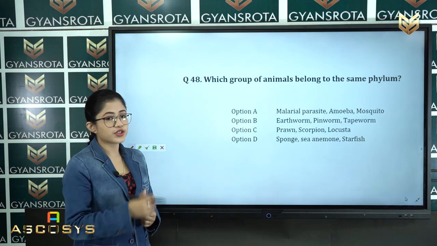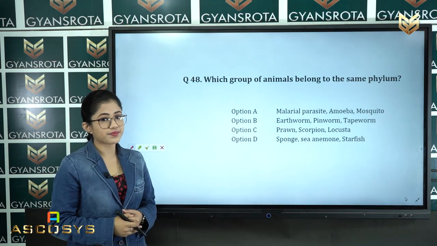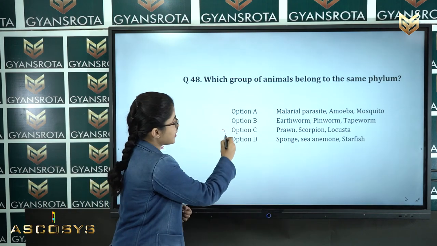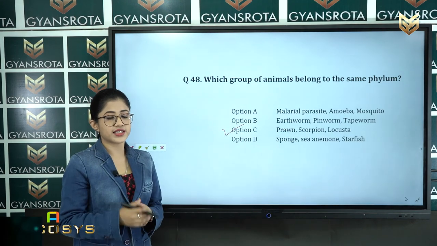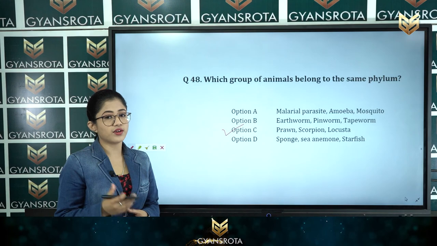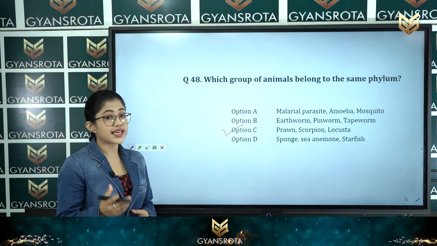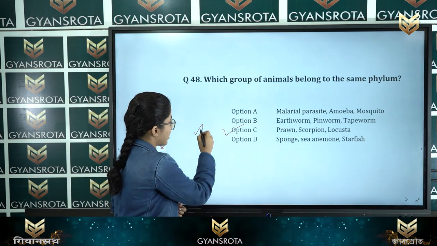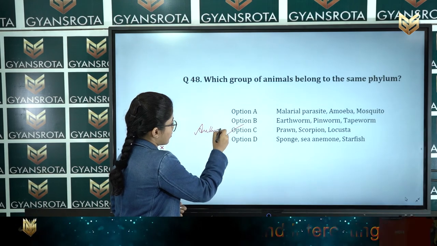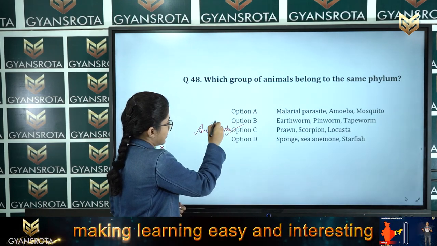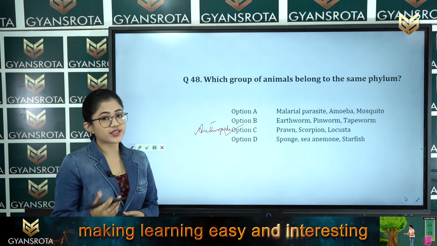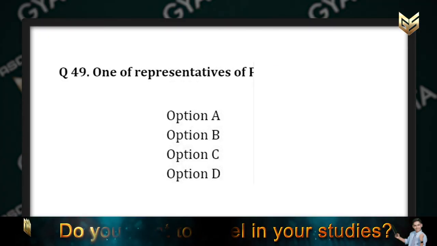Which of the following options belong to the same phylum? That is option number C. In option number C, it is written prawn, scorpion and locusta, they all belong to the same phylum arthropoda. So this is the correct answer. All right. Now let's see the next question, that is question number 49.